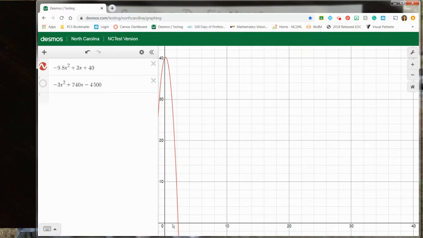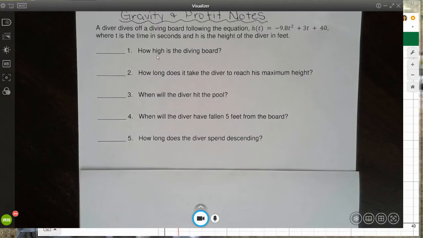And I don't care about anything down here below 0 for y because h represents the height of the diver in feet above the water. So here the x-axis represents the water, and this is the diver's path into the water. So the first question they ask us is how high the diving board actually is above the water.